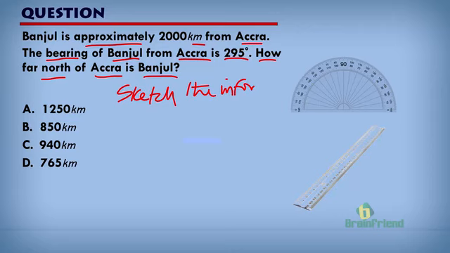Now, Banjul is 2,000 kilometers from Accra, okay? And the bearing of Banjul from Accra is 295 degrees. From Accra, that tells us that Accra is our reference point. So if that point there is Accra, we are told that 295 degrees bearing from Accra, you would find Banjul. Let's do a rough sketch of that information.